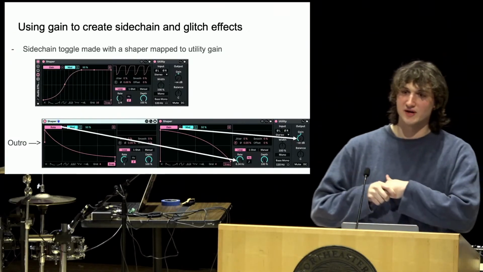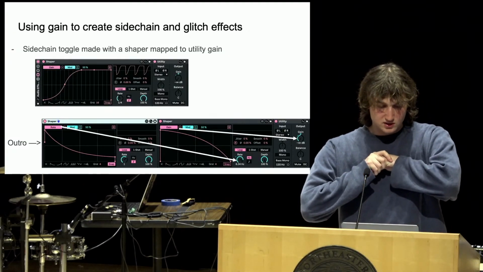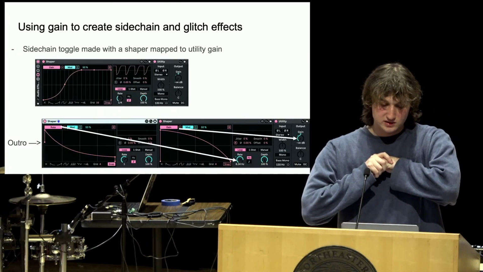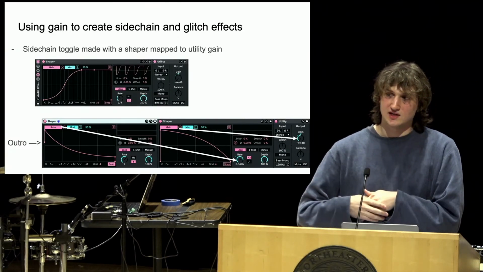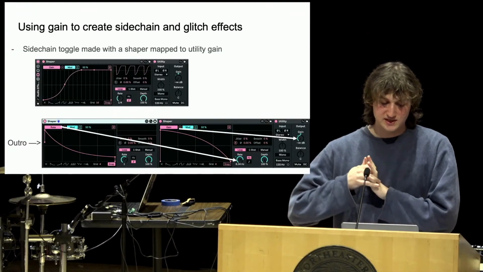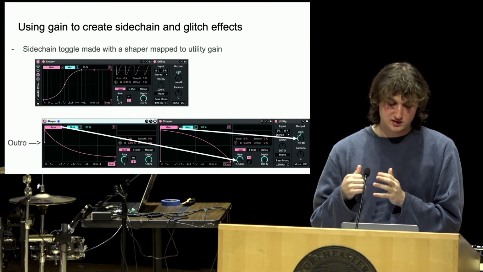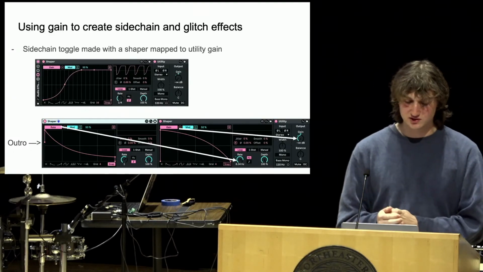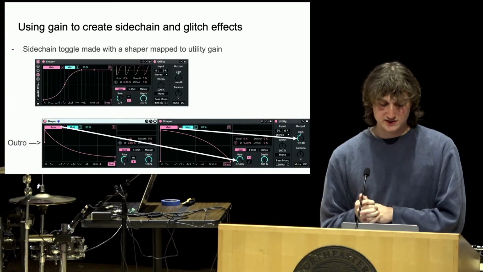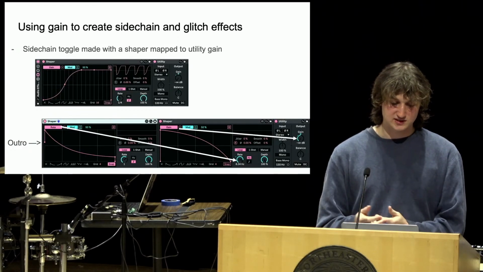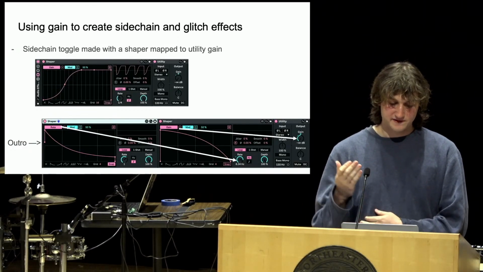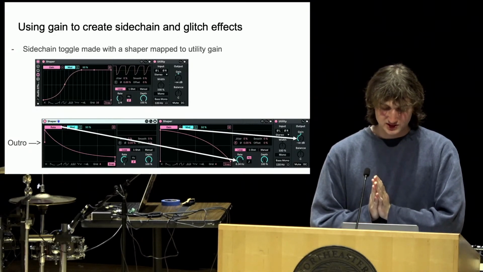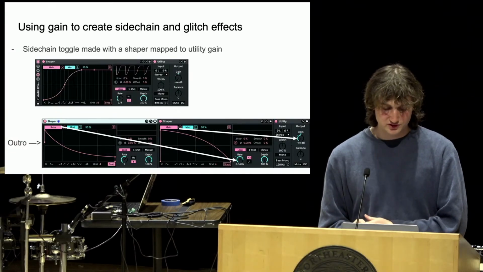Another part of my composition was working within Ableton to create glitch effects and audio automation. I made use of the Shaper plugin a lot for my composition. The first way I did this was creating a sidechain effect using the Shaper plugin mapped to the utility gain. And I was able to toggle that on and off with controllers.